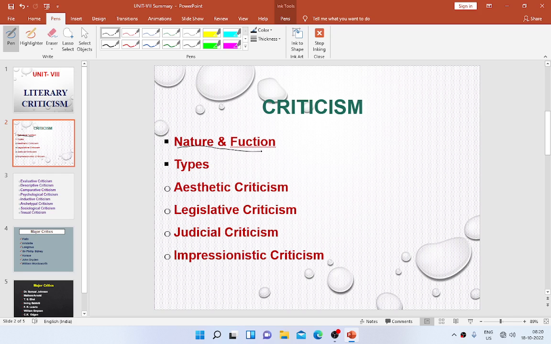Talking about the nature or the function of criticism, the word criticism comes from the word kritikos, K-R-I-T-I-K-O-S, and the word kritikos means to judge and interpret. The writer or the person who interprets a literary work is called a critic. The objective of criticism is shifted from judging literature to interpreting literary works by various writers, for example, Greek and Latin writers.